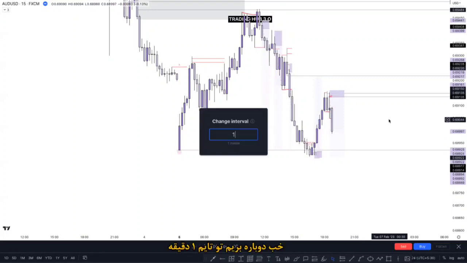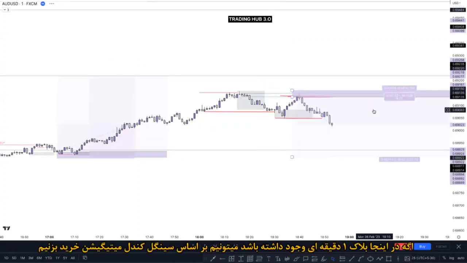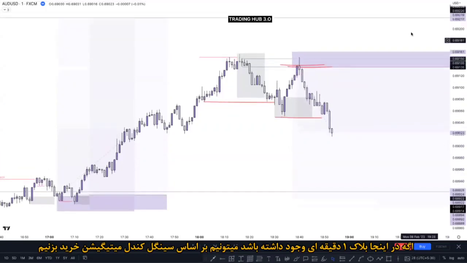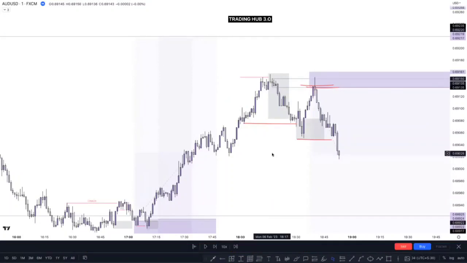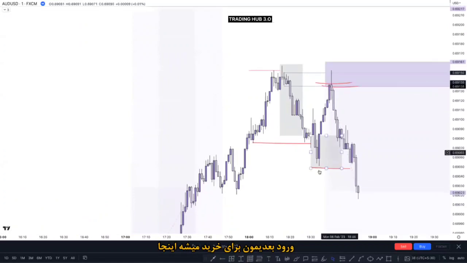So let's switch again to the 1-minute time frame. If there is any 1-minute order block, we are definitely planning to buy here based on the single candle mitigation. So the next entry was here for the buy. Let me show you exactly.